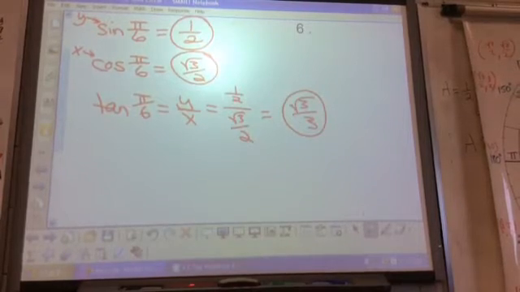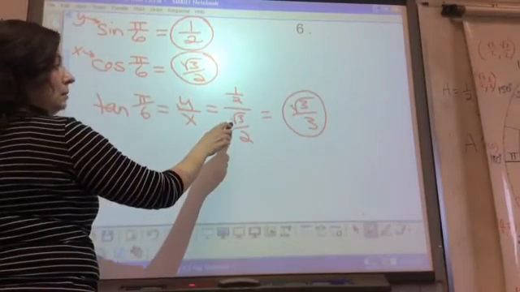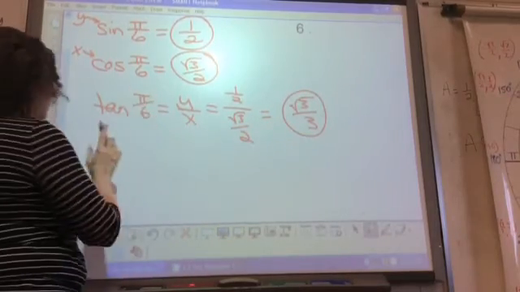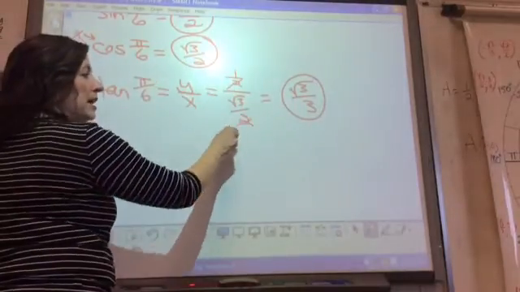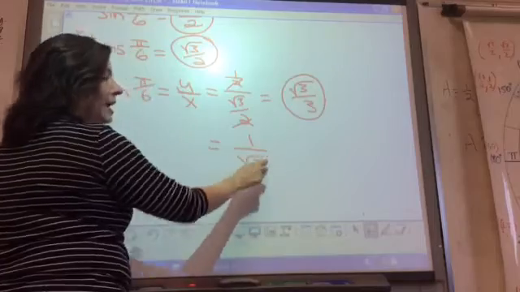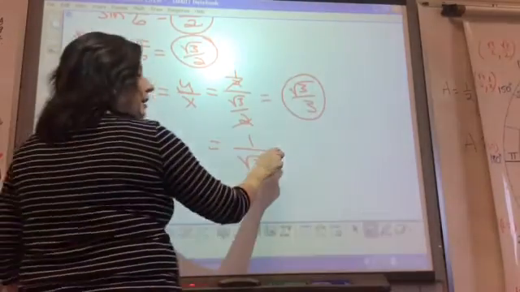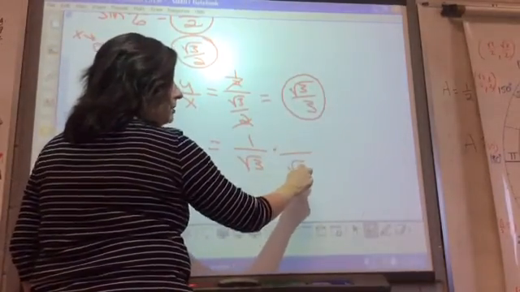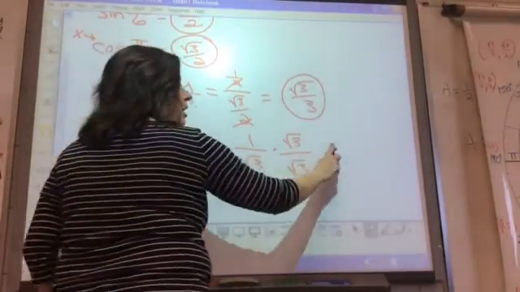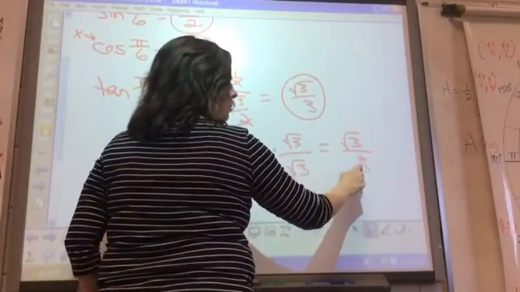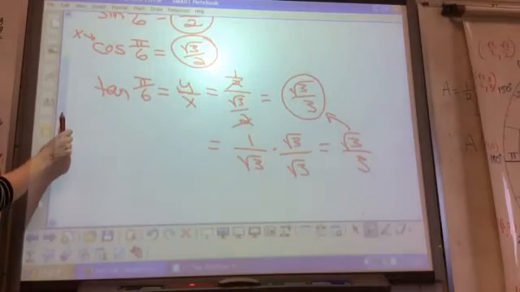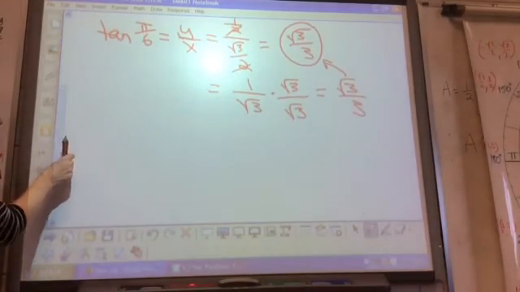It should be over 3 because, here's what happens technically. The bottoms cancel, if I was doing it by hand, and you got this. You can't have a root in the bottom, so you got to multiply top and bottom. This is called rationalizing. And then multiply across gives you square root of 3 over 3. Technically, that's what happens. But y'all can just go calculator because we don't have to know that.